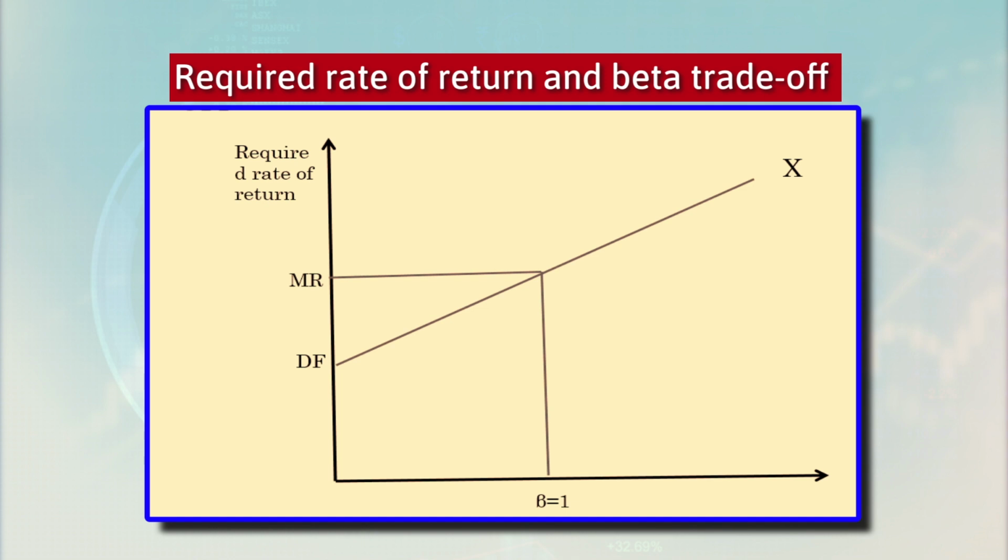The securities with high beta have very high RRR. The securities with betas greater than the market beta of 1 should have a larger risk premium than that of the average stock, and therefore, when added to MR, they yield a larger RRR. Conversely, securities with beta less than that of the market are less risky and have RRR lower than that of the market as a whole.